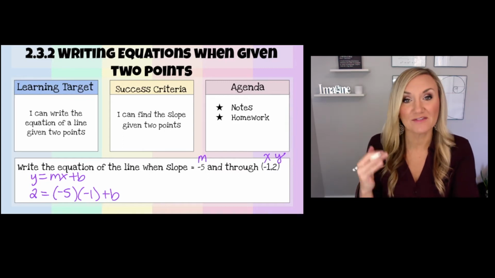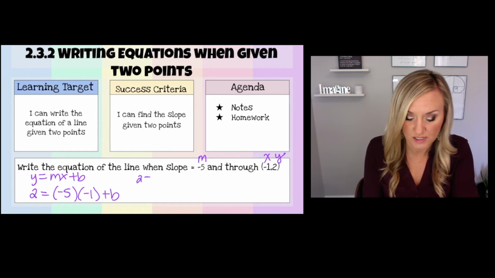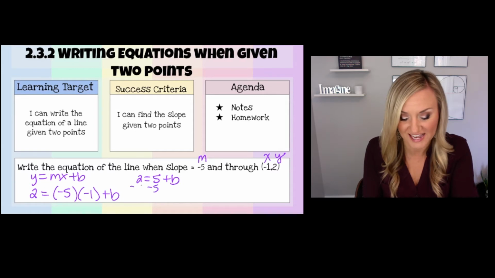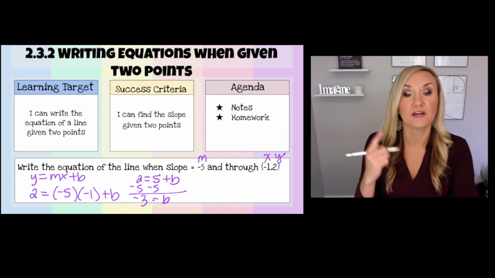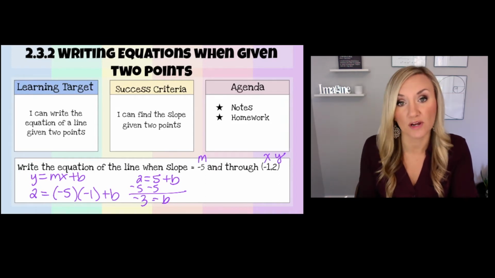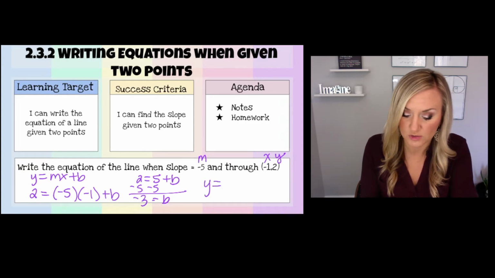All right, so -5 times -1 is +5. So I have 2 equals +5 plus b. And when we subtract the 5 to the other side, b is -3. So because I have the y-intercept and I have the slope, now I can write the equation that goes through that point and has a slope of -5, which is y equals -5x minus 3.